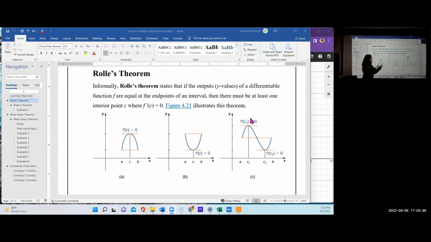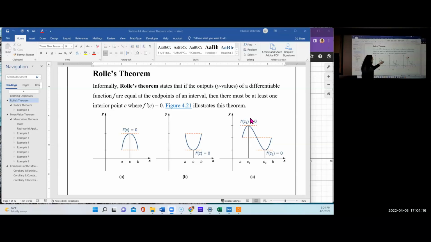In other words, if the y values are equal at the ends of the interval, and it is a differentiable function, which means it has to be continuous and it has to have a derivative. So that means because it's continuous, we can have no holes, no displaced points, no tangent lines that are vertical, and no jumps. And because it's differentiable, that means that we can't have corners, cusps, or points of vertical tangency.